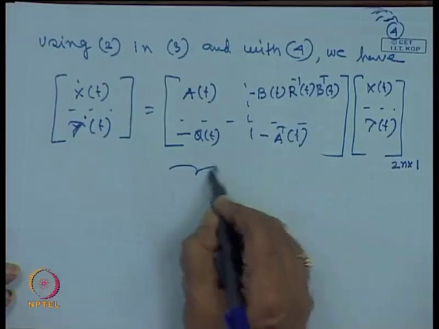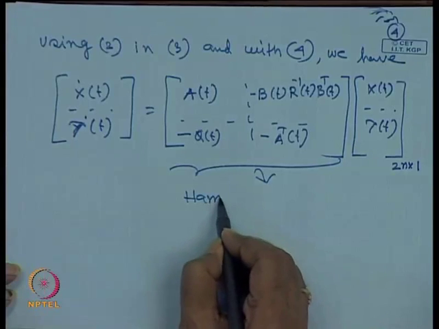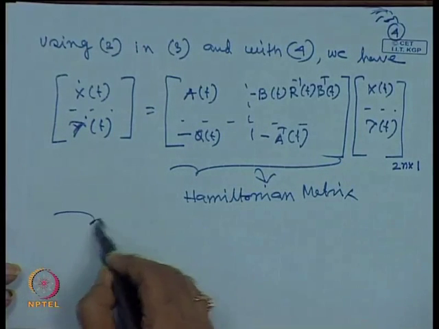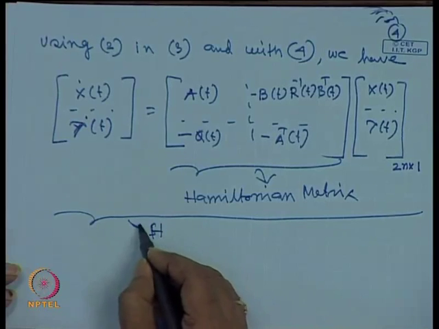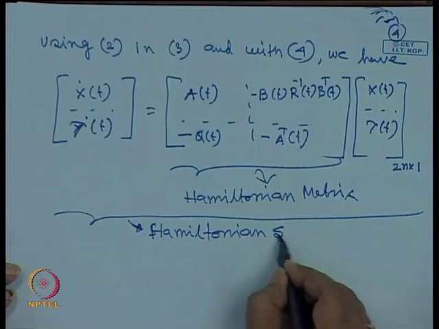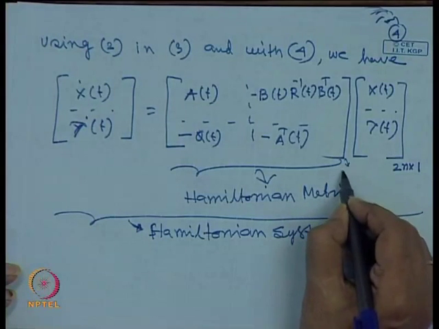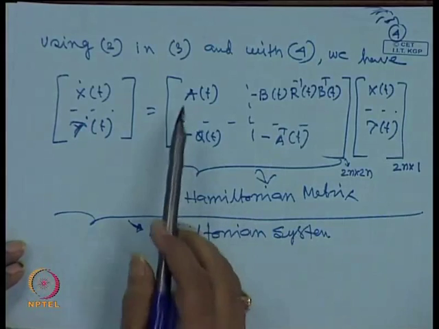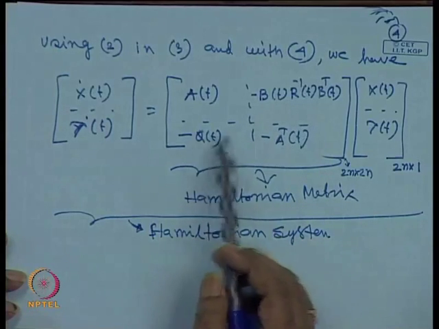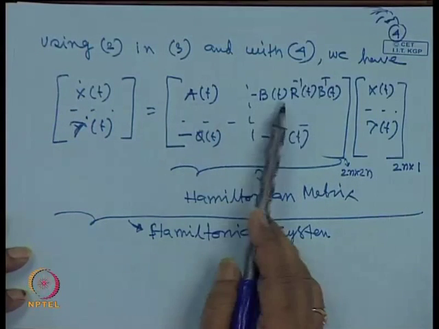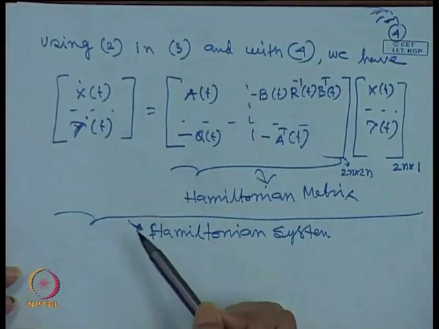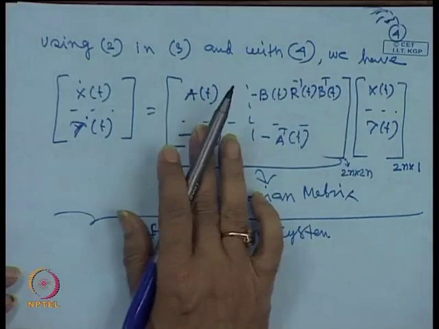So, now this is called Hamiltonian matrix, and this whole thing is called Hamiltonian system, and this matrix dimension is 2n cross 2n. Now, look at this expression. Since our given system a of t, b of t, q of t, r of t is the designer choice. If you know whatever the designer has taken into consideration to design the LQR problem, then this whole matrix is known to us. That means, Hamiltonian matrix is known to us, and we can find out its eigenvalues.